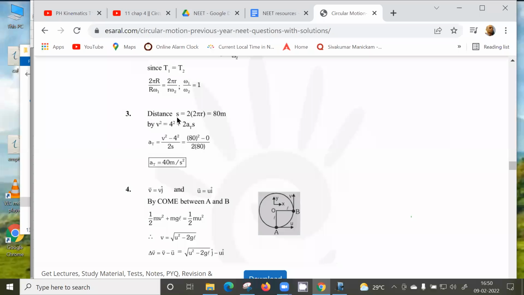Is this clear? Distance covered is 2 pi r twice, so it's 80 meters, that's fine. V square equal to u square plus 2as, yes. So from this you get acceleration is 40 meters per second squared, the tangential acceleration.